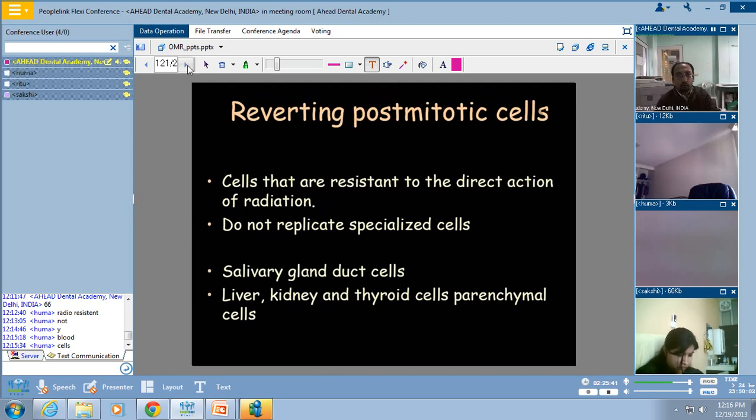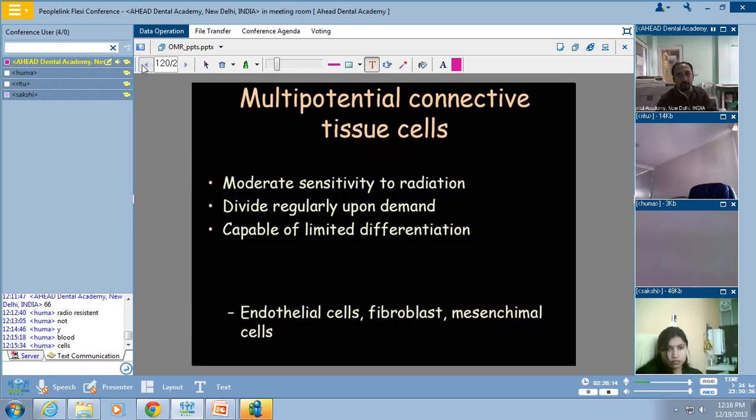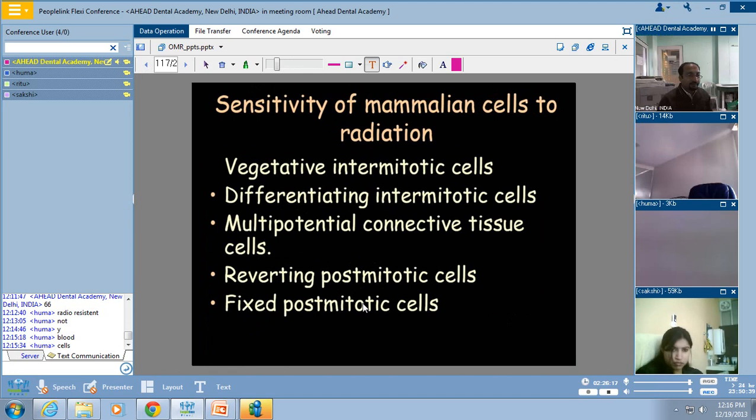Basically, why is a cell radiosensitive? Simply because it is able to divide. If it cannot divide, obviously it becomes radioresistant. These cells are resistant because they do not replicate, they multiply only in an emergency. A few examples are salivary gland duct cells, liver, kidney and thyroid cells, especially the parenchymal part. And the last group, the most radioresistant, is the fixed postmitotic group. Fixed postmitotic cells can never divide. Their examples are neurons, muscles and the optic lens.